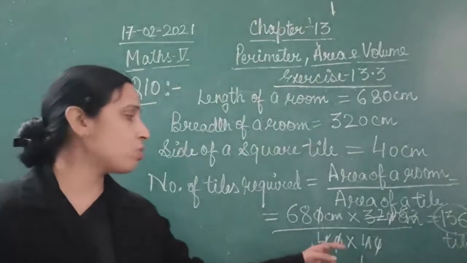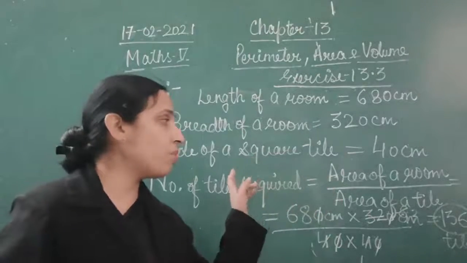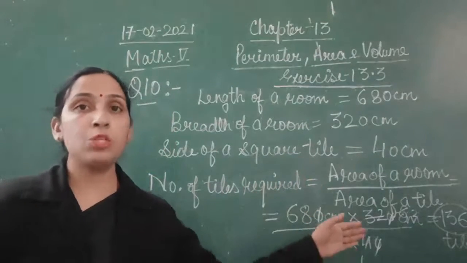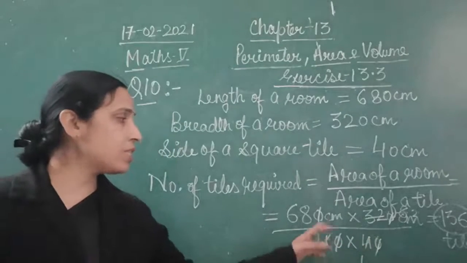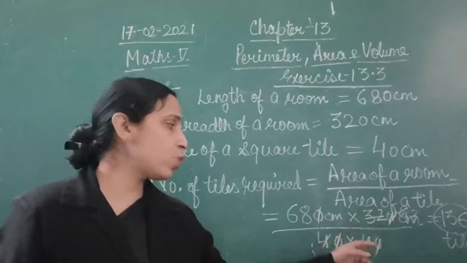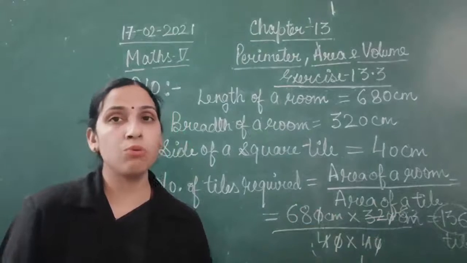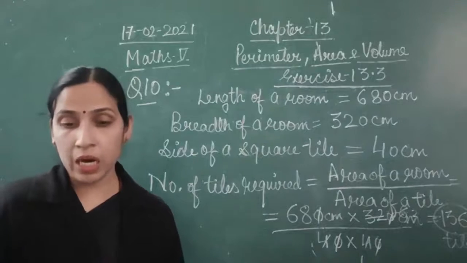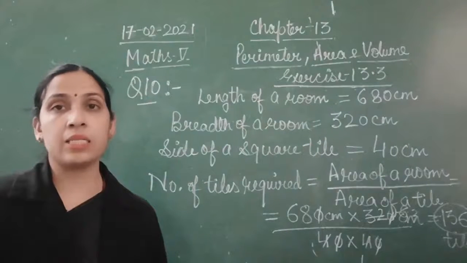We can cancel like this also. 10 will be cancelled with 10. So you don't require to find the area of the room or the area of the tile separately. You can write down here L into B and here side into side, and then you can find that. Then 0 will be cancelled here and 0 will be cancelled here. 4 1s are 4, 4 8s are 32, 4 1s are 4, 4 2s are 8. Then 68 will be multiplied by 2. Then what you will be getting? 136 tiles. So here the answer of this question number 10 is 136 tiles.